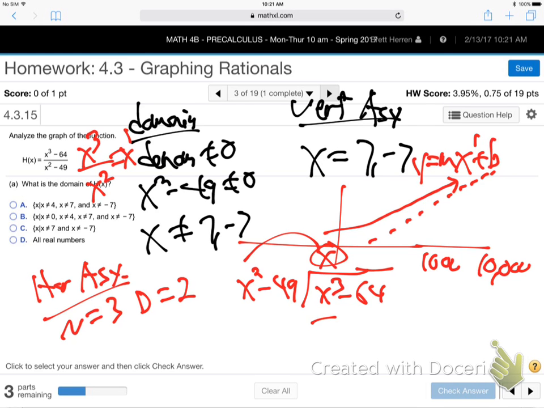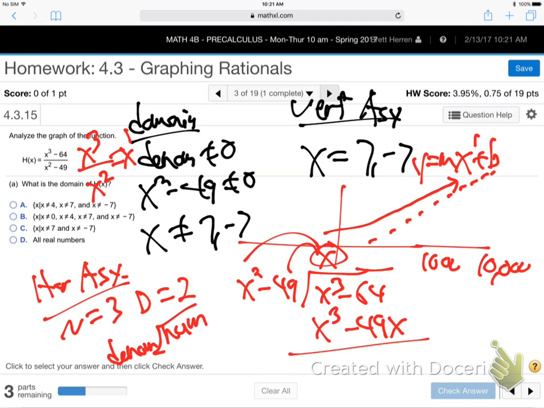Times x squared makes x cubed. But he also goes there, minus 49x. Everybody good so far? Am I whipping too quick? Tracking with me? Remember the long division? Bottom into the top. You've always got to go denominator into numerator.